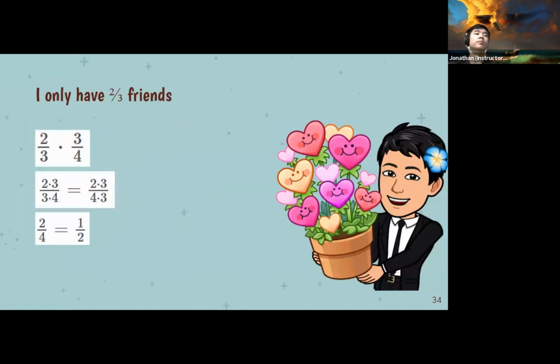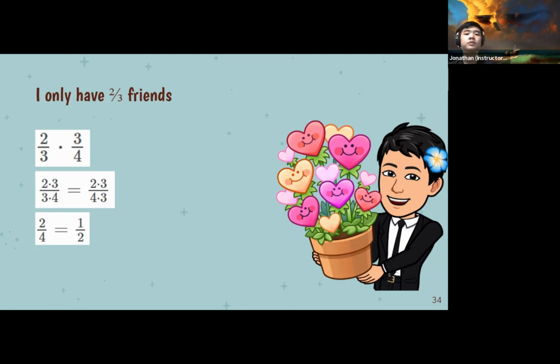So how do you do that? Well, simple. I just told you guys how to do it. 2/3 times 3/4 is 2 times 3 over 3 times 4, which is 6 over 12. Or I can rearrange it until it becomes 2 times 3 over 3. And 3 over 3 is just 1, so it becomes 2 over 4, which is equal to 1/2.